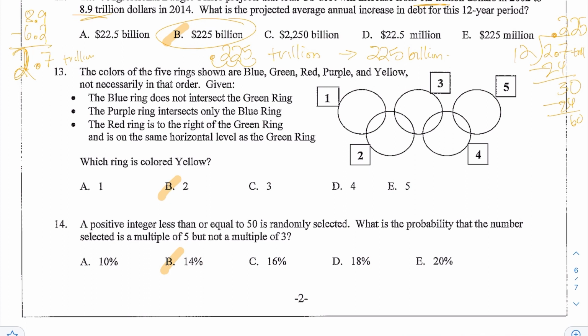All right, next one, number 13. The colors of the 5 rings shown are blue, green, red, purple, and yellow, not in that order. Blue does not intersect with green. Purple intersects only with blue. And then red is to the right of green and is on the same horizontal level as green.